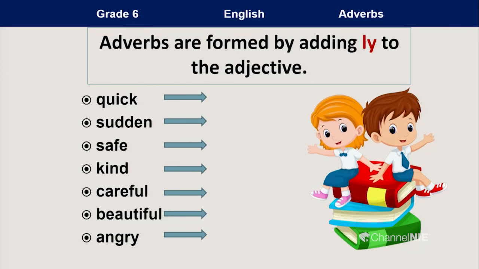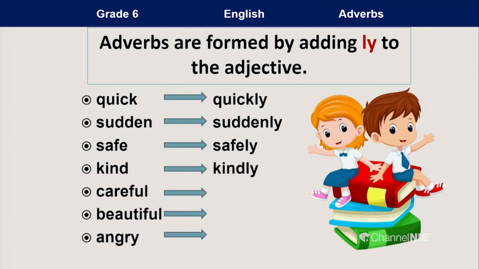Quick is the adjective. Then what is the adverb? The adverb is quickly. What did you do there? We add ly to the adjective quick and make the word quickly, and it has become an adverb. That's right. Sudden. Suddenly. In the same way, you add ly to the adjective. Safe. Safely. Adding ly to the adjective safe has made the adverb safely. All right. Kind. Kindly. It's the same way. I think our children are able to make these adverbs in this way. It's very easy. Yes, easy task.